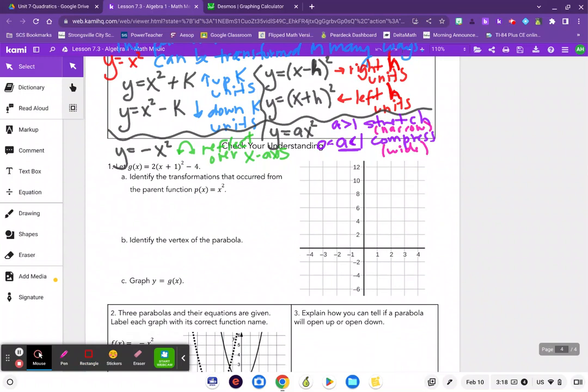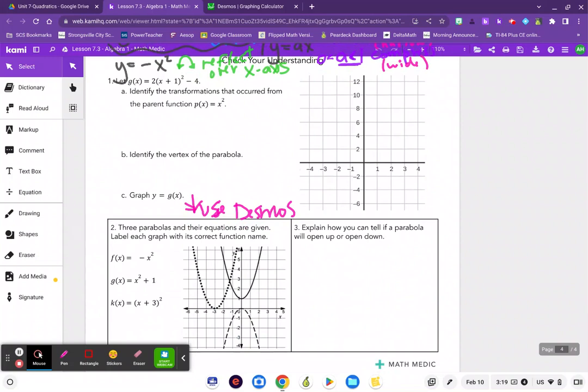Okay. So your job is to try the check your understanding. You can see in problem 1, we're tossing a couple of these transformations. Transformation just means a change. We are tossing a couple of these transformations together in one problem. We're going to ask you to graph that. I would use Desmos to help you with that. And then in problem 2, you're going to take a look at those transformations and match them to the graphs. And then in 3, you're going to explain how you know if a parabola is going to open up or down. So give those a try, ask questions, and then you can try the 7-3 practice.